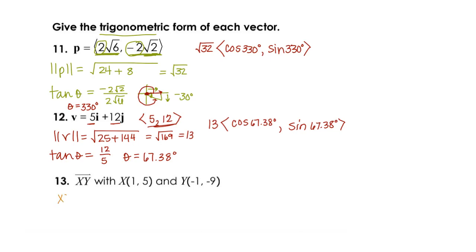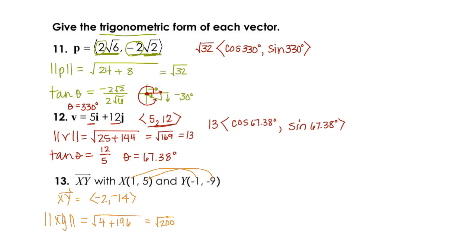And so vector XY in component form is going to be negative 1 minus 1, so negative 2, negative 9 minus 5, so that's negative 14. And so now we're ready to look at the magnitude of vector XY. And that magnitude is going to be the square root of 4 plus, and 14 squared is going to be 196. So that's going to be the square root of 200.